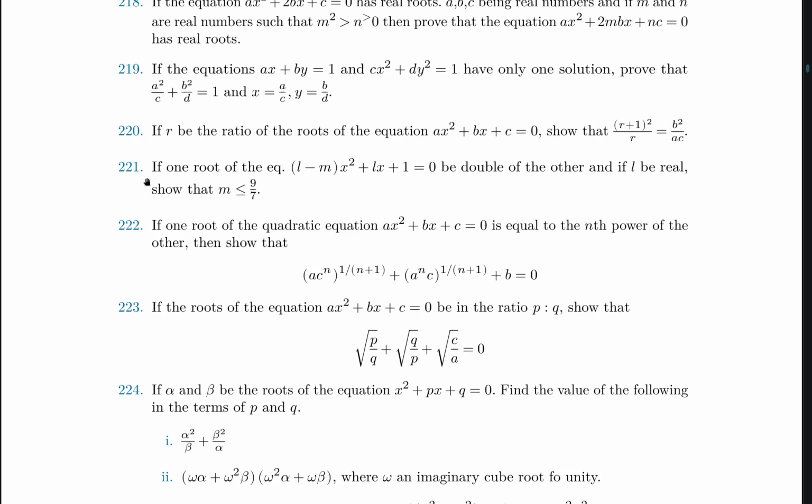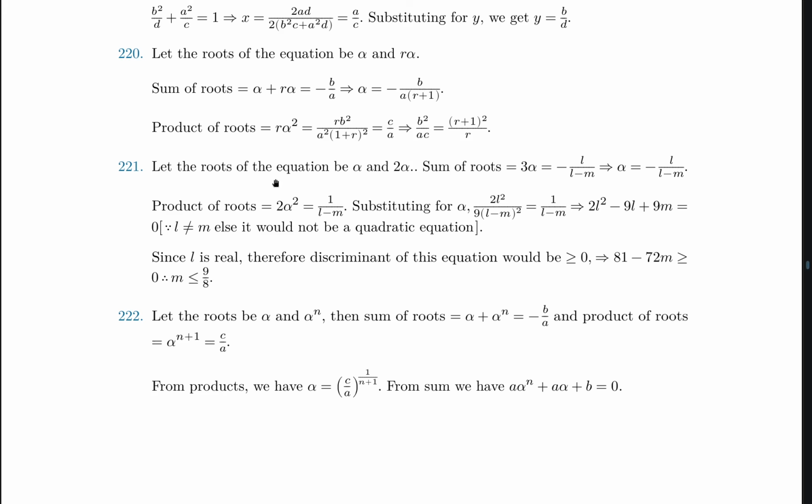So question 221 says that if one root of the equation (L minus m) x square plus Lx plus 1 is equal to 0 be double of the other, and if L be real, show that m is less than or equal to 9/8. So pretty easy question. We let one root be alpha, then the other root will automatically be double of that, 2 alpha.